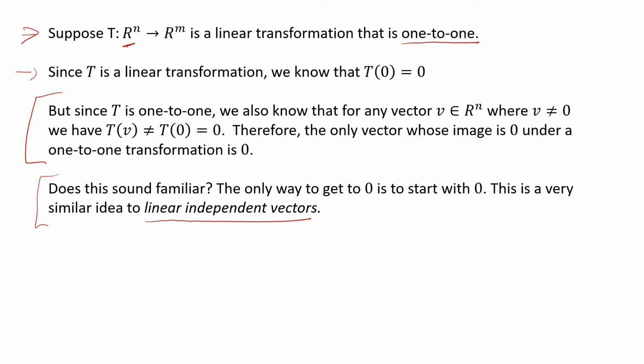This is an important concept. So it's worth spending some time on this and with some of the examples from the book to try to understand this concept. Any transformation has an associated matrix. If that transformation is one-to-one, that means for the columns of the matrix, there's no way to combine them to get 0 unless you start with zeros. That was the exact idea behind linear independence.